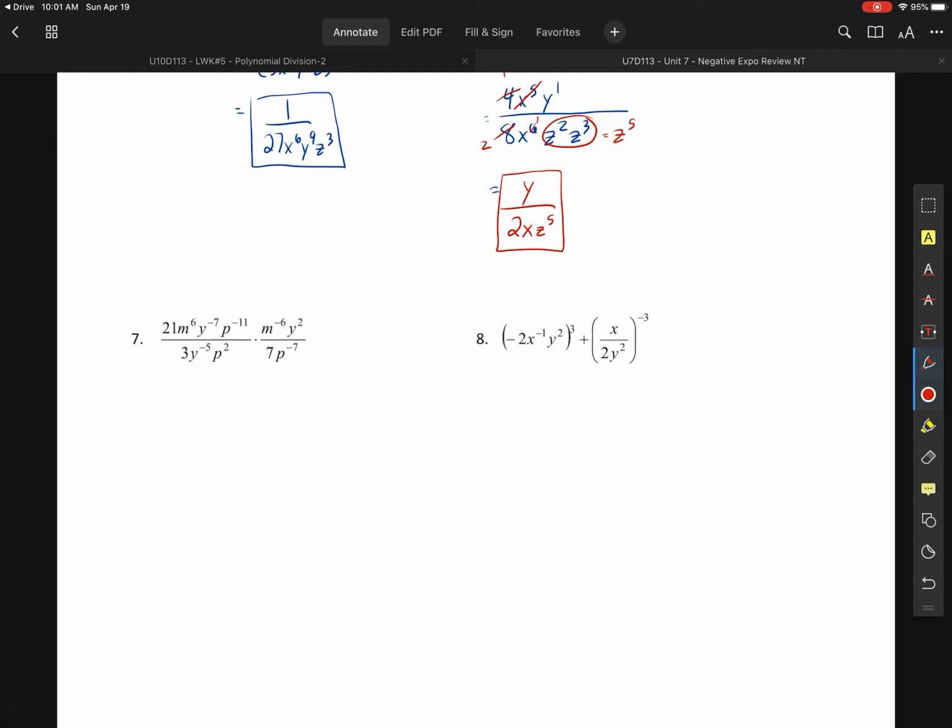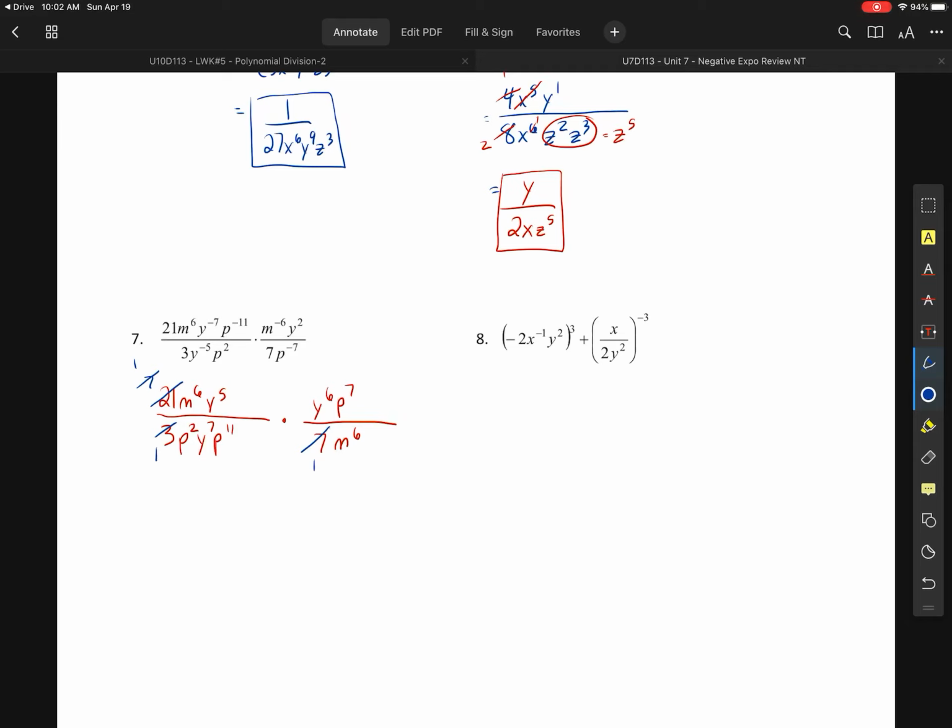All right, last two problems here. So again, I'm looking at this, I'm reorganizing. 21 m to the 6th over 3, the p squared doesn't move. All right, what moves? Y to the 7th, p to the 11th, y to the 5th. Over here, the 7 doesn't move, the y squared doesn't move. P to the 7th, m to the 6th. All right, so I reorganized it, moved everything around, got everything to be positive. All right, so I can divide by 3. Oh, and then I can go diagonal, divide by 7 to get that.